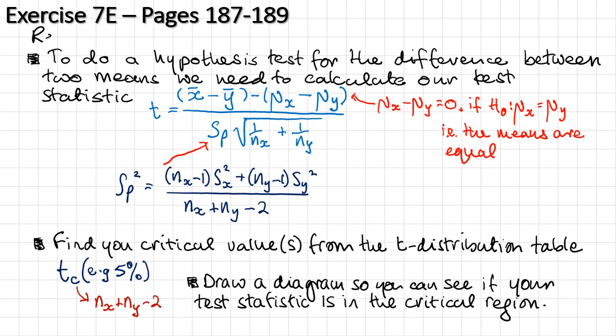So you should now be able to do exercise 7E on pages 187 to 189 of the textbook, and congratulations, you have now finished Further Statistics 2.